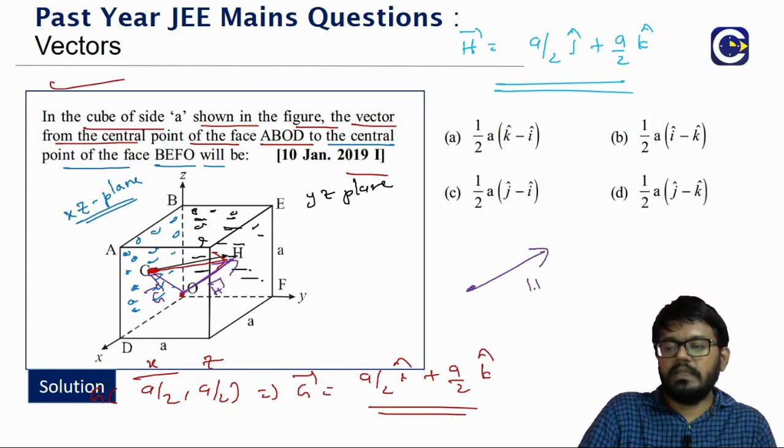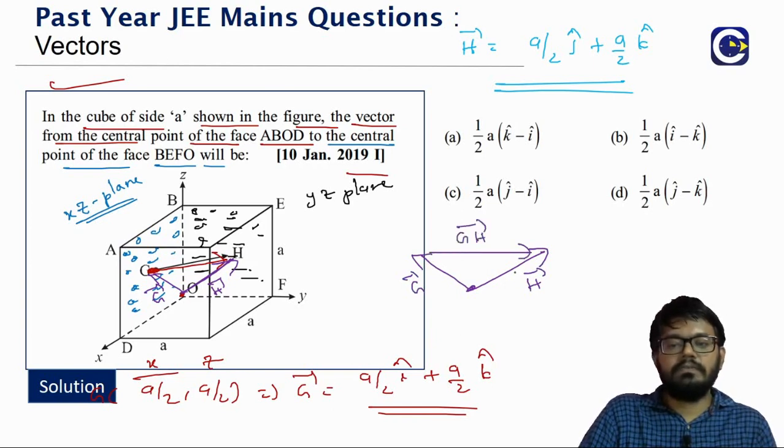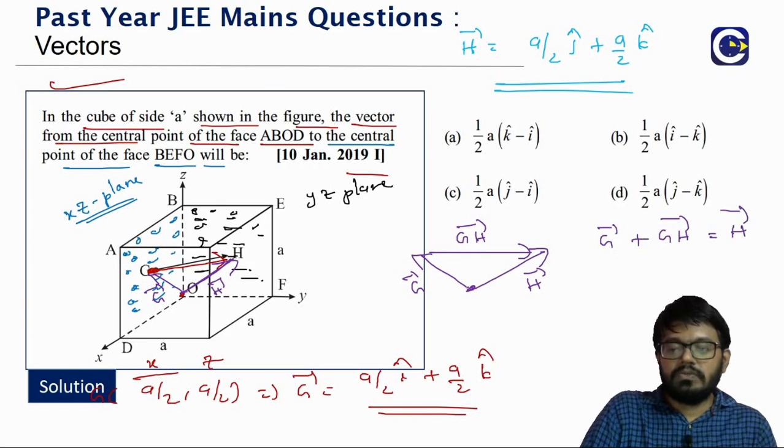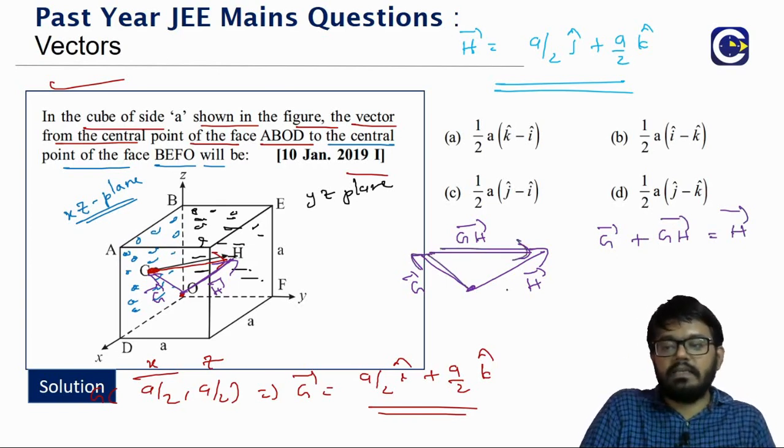This is the position vector of H. This is the position vector of G. And this is the vector from G to H. That is what they are asking. So look at the triangle: G plus the G to H vector is equal to what? H. So G and GH are like the two consecutive sides of the triangle.